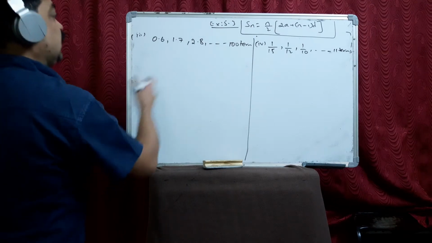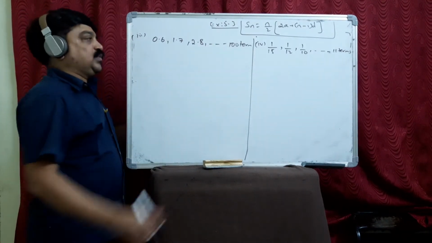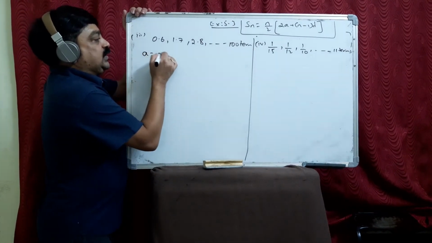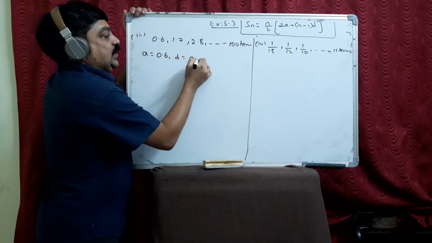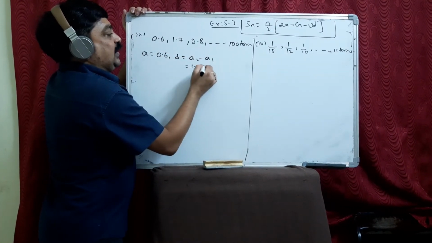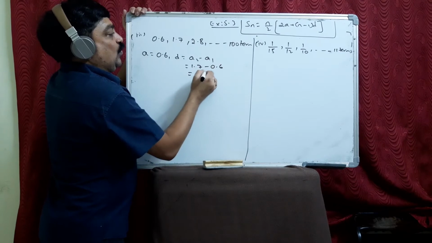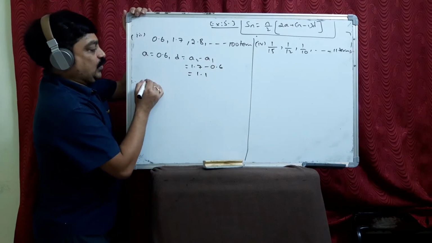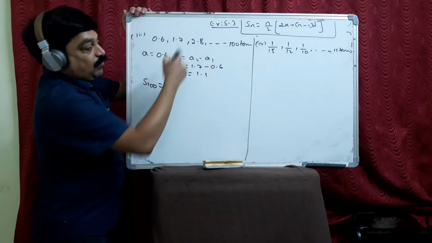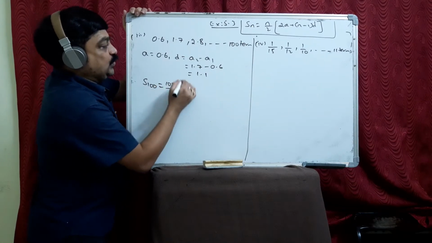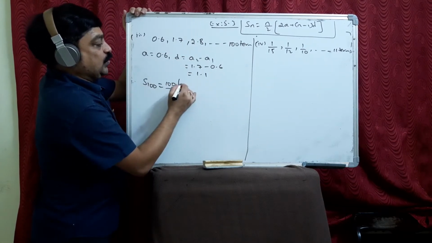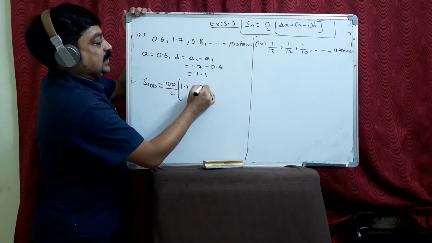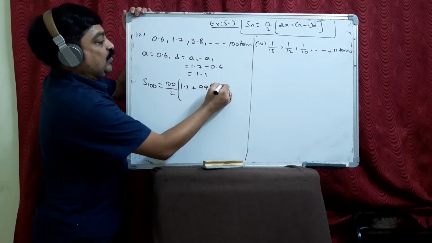See, in this question, it is to find the sum to 100 terms. So A is 0.6, D is A2 minus A1, 1.7 minus 0.6, that is 1.1. Now you are asked to find S100. Let us apply the formula: 100 by 2, 2A, 2 into 0.6, 1.2, plus n minus 1 into d, 1.1.